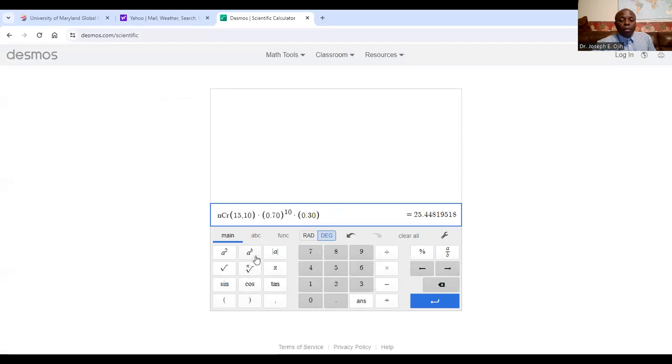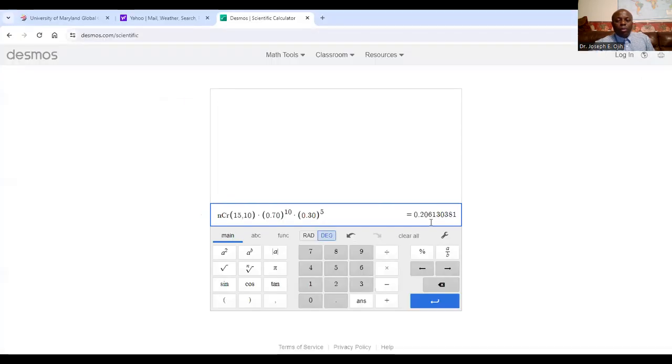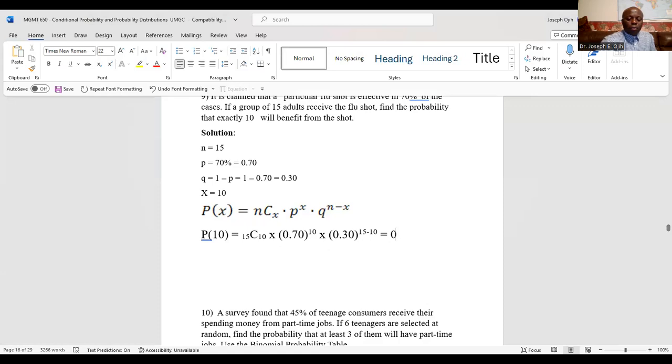Raised to the power 5, because 15 minus 10 is 5. Am I right? Yeah, 15 minus 10 is 5. And that gives us the answer right away: 0.206. See? And that's it from the calculator.